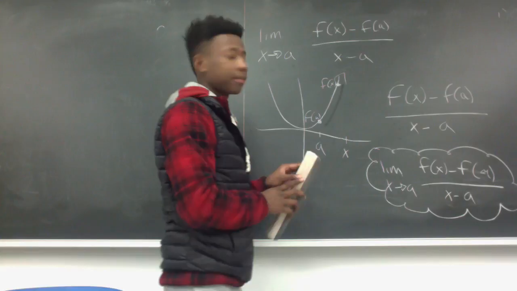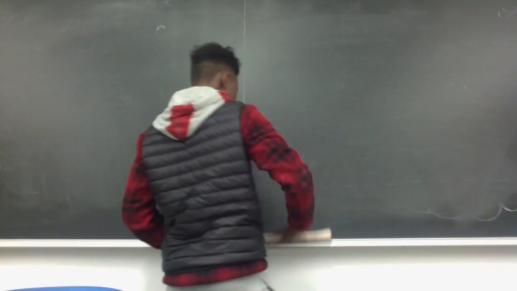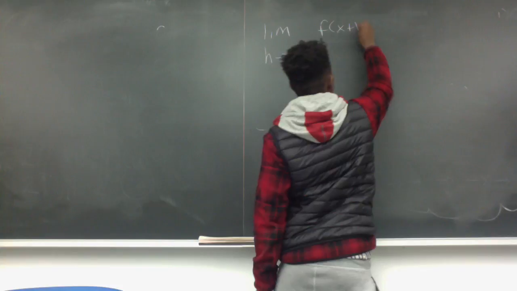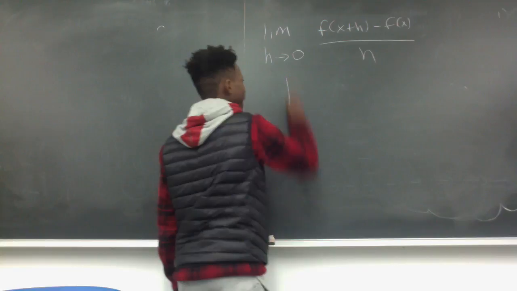The second definition of derivative is very similar. However, we just use different terms. Let me write it out again. The limit as h approaches 0 of f of x plus h minus f of x over h. So let's have the same curve we had earlier. Something like this.